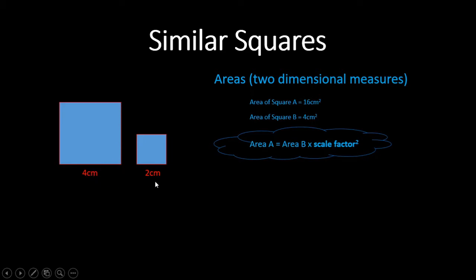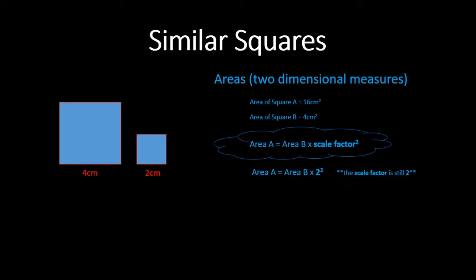So that means that I've multiplied by the scale factor, I've multiplied by 2 in 2 different dimensions. So I've multiplied by the scale factor twice. That's multiplying by the scale factor, multiplying by the scale factor again. That's multiplying by the scale factor squared.